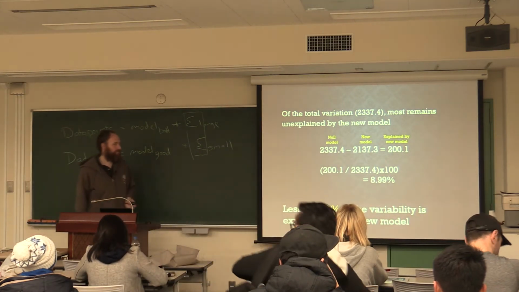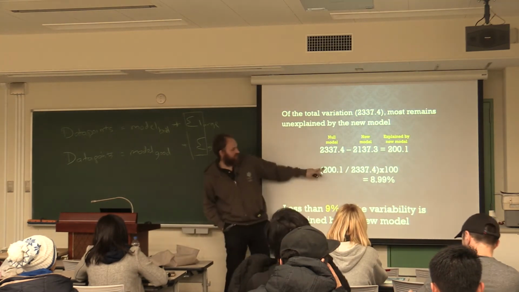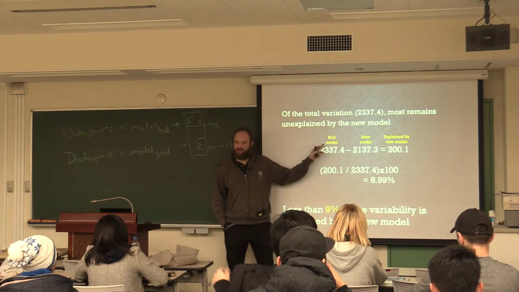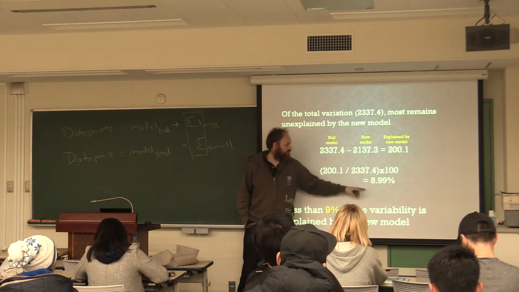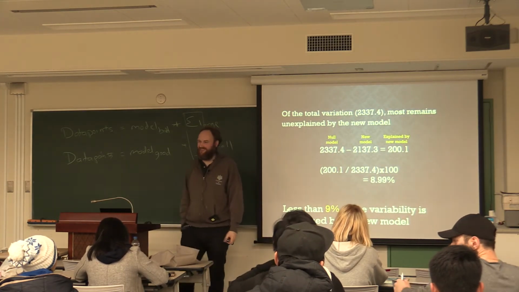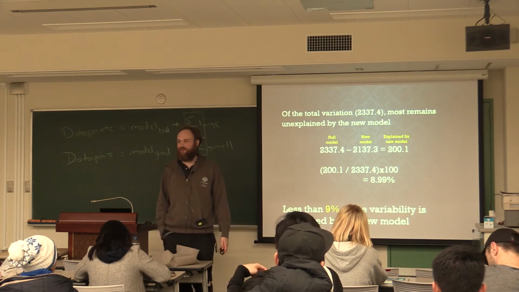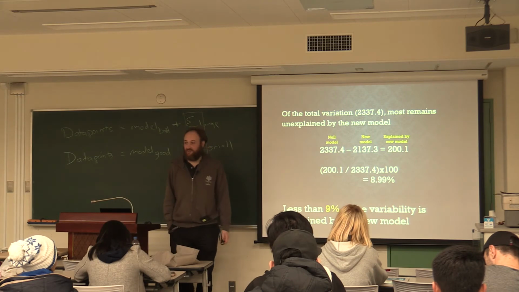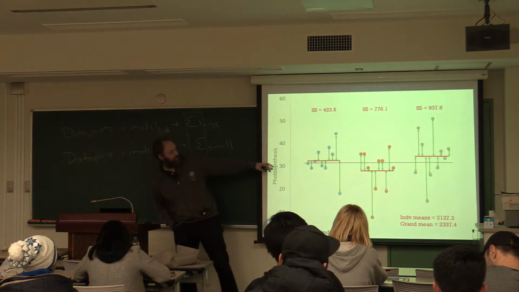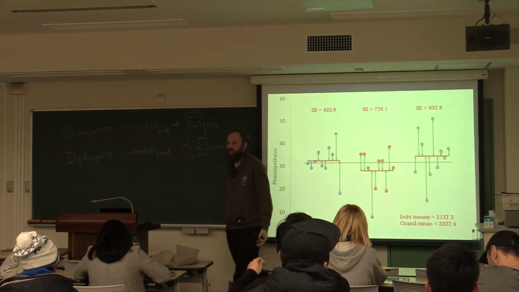Okay, good. So the difference in these two is about 200. If we look at that 200 and we say 200 divided by the null model, that's about 9%. So our new model doesn't fit the data very much better. A little bit better, but of course it's going to fit the data a little bit better, because these means are going to be better.